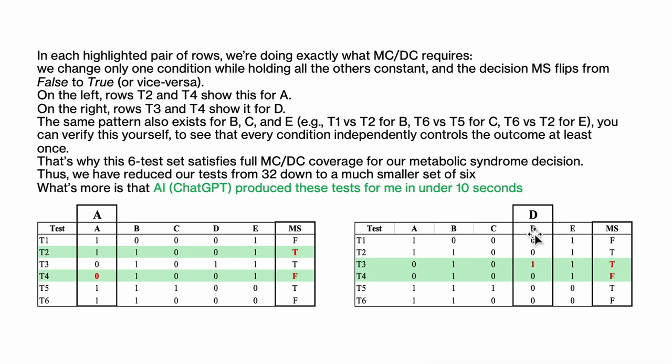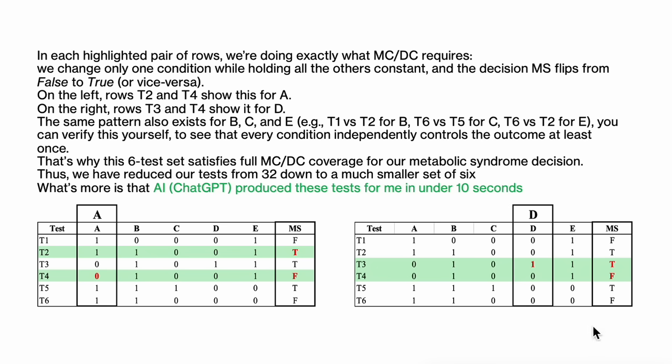Now let's look at D. For D here in T3, we've flipped it from 1 to 0. And if we look at the test result column for the metabolic syndrome, it's flipped from T to F, so we've obeyed that rule. Now the rest of the columns must remain the same. So we've got 0, 0, 1, 1, and 0, 0, 1, 1. So they have obeyed the conditions for the rule.